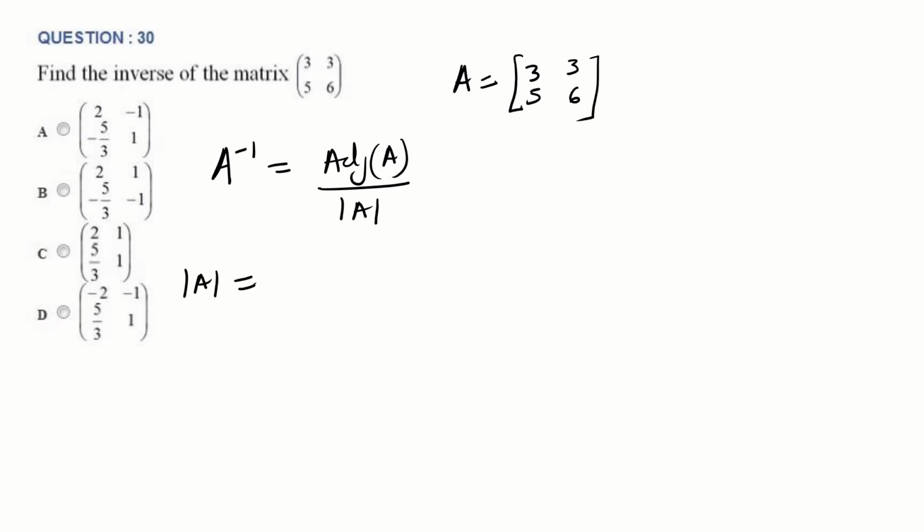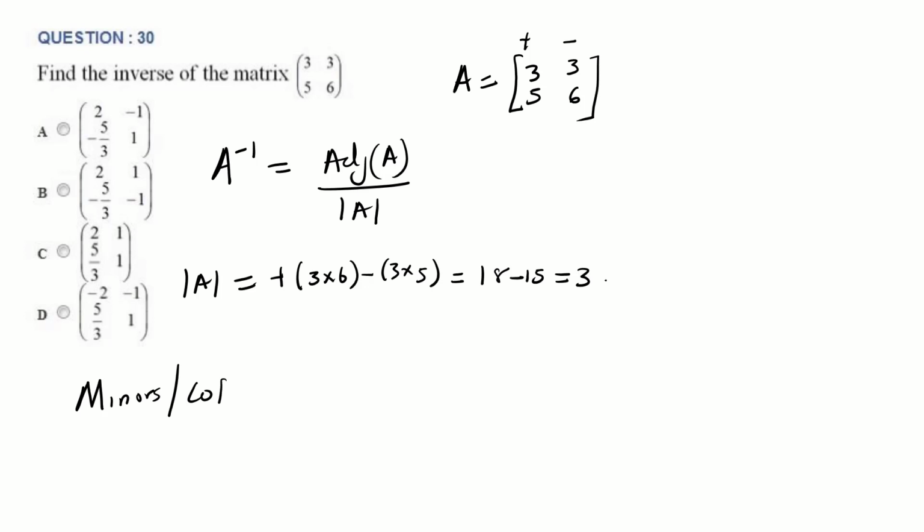So the determinant of A will be, if you add our plus and minus there, plus 3 multiplied by 6 minus 3 multiplied by 5. And this equals 18 minus 15, which equals 3. Now we have to look for the adjoint of A. The first thing we have to look for is the minors and the cofactors. So we are looking for the minors and the cofactors of this matrix.